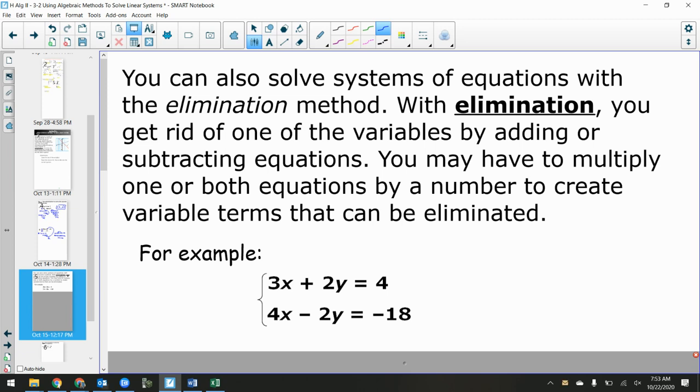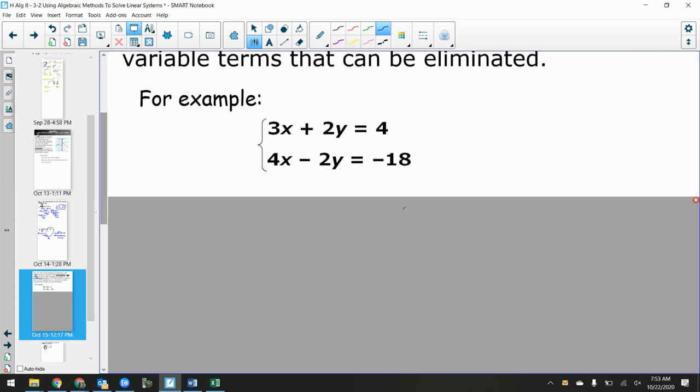Basically, with elimination, you get rid of one of the variables. You eliminate one of the variables by adding or subtracting the equations. I never like to subtract the equations. I always like to add. I'll multiply by a negative if I have to, so I can add. Okay? You may have to multiply one or both of the equations by a number to create variable terms that can be eliminated. Do I need to multiply anything here with my example?